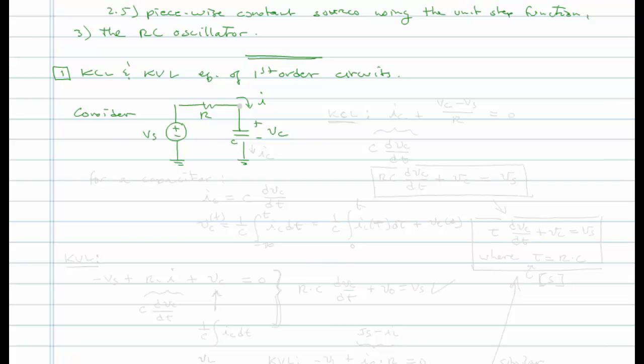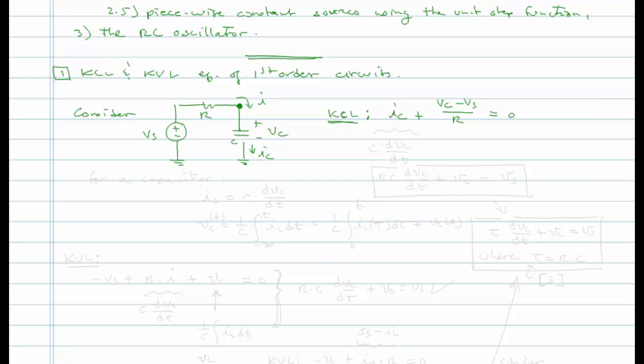And we're going to write a KCL equation. We'll write a KCL equation at this node right here between the resistor and the capacitor. And maybe we'll do a KVL equation afterwards. So let's do a KCL. So we're going to sum the currents leaving. So we have IC, the current flowing through the capacitor leaves, plus we have (VC minus VS) over R leaving, and that's equal to 0.